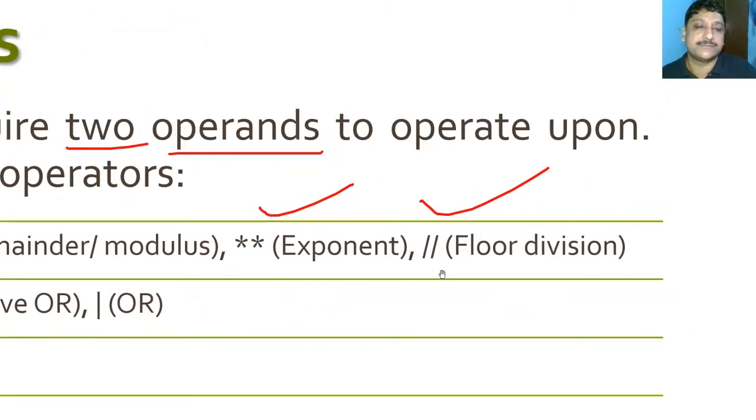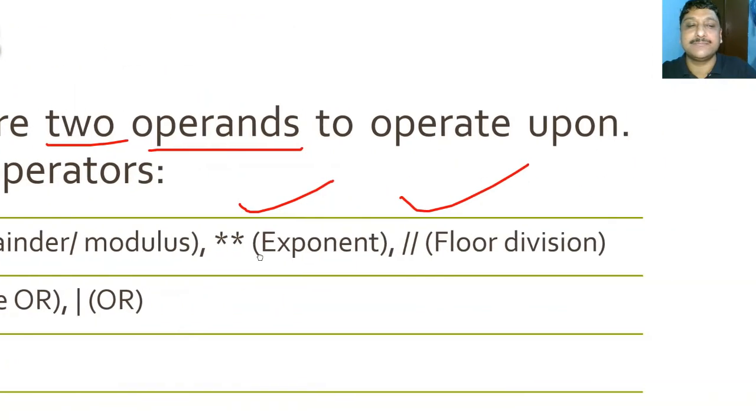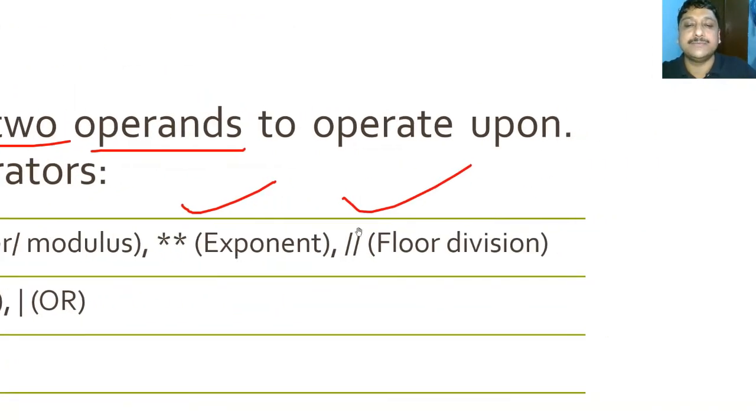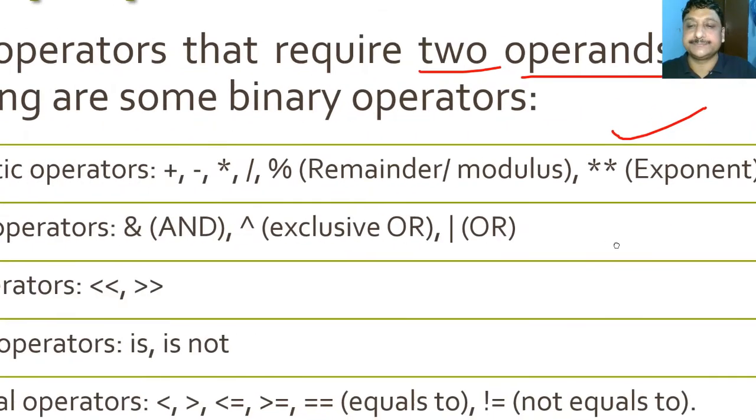Floor division means integer division. Suppose 3 is divided by 2. If we use a single slash, it will give you 1.5, and if we use a double slash, it will give you 1. The point value is ignored, meaning the value is converted to an integer.